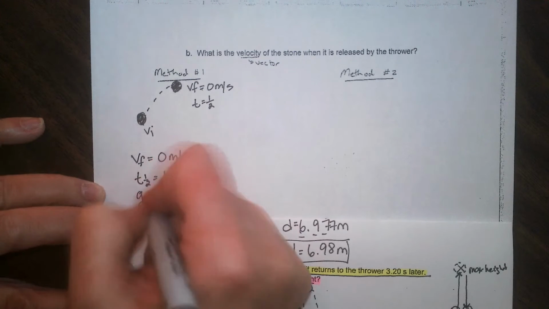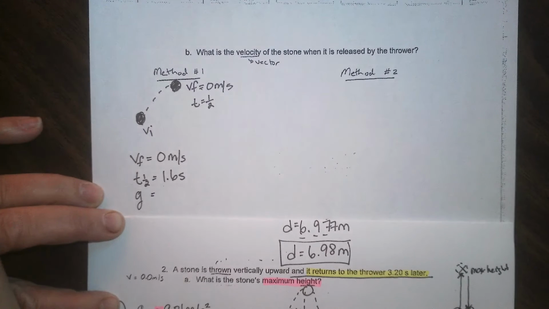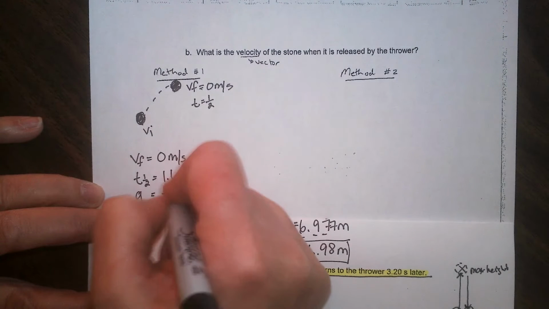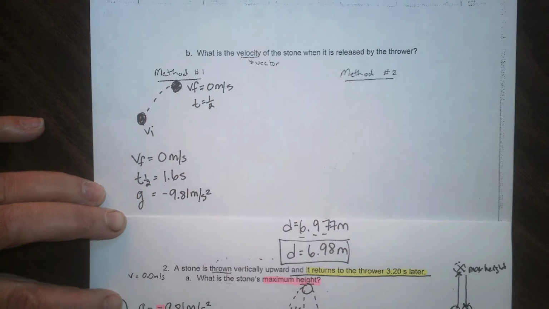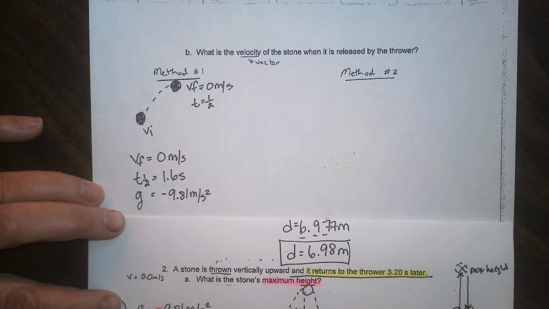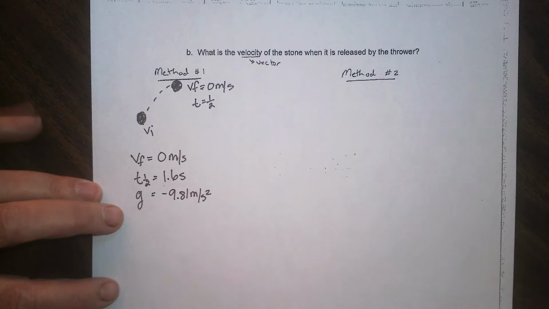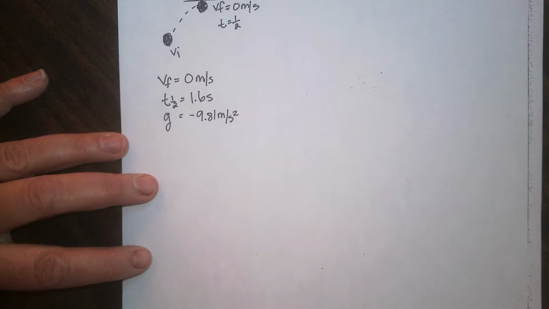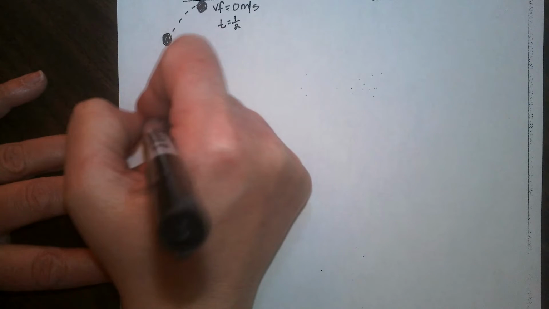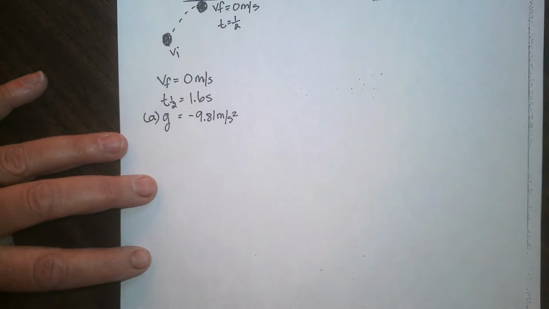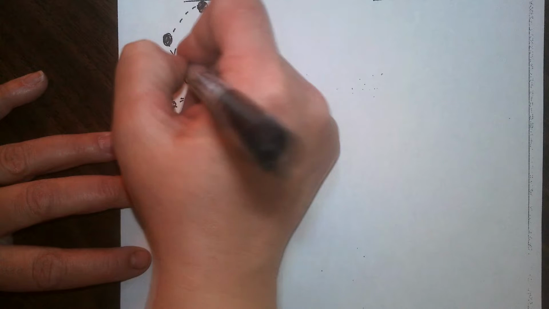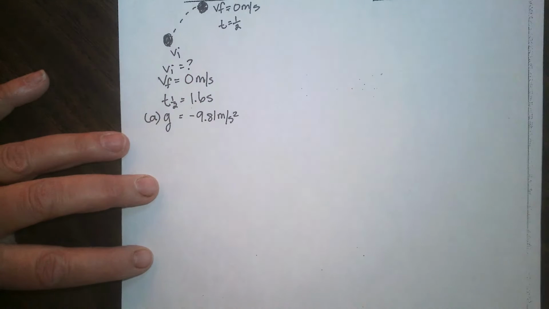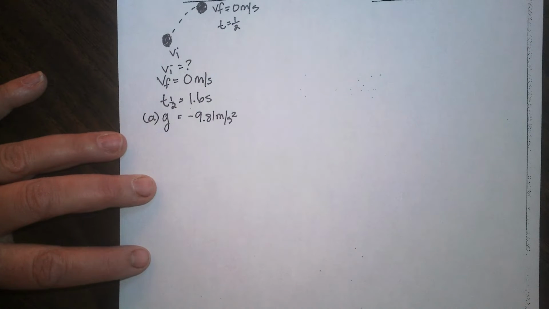Perfect. Gravity is going to be what? Negative 9.81 meters per second squared. Why are you saying negative? Because we're throwing the ball up. Perfect. All right. Now, based on those pieces of information, remember gravity is also known as A. We have A, VF. We are looking for VI. And we have T. What formula could we pick?